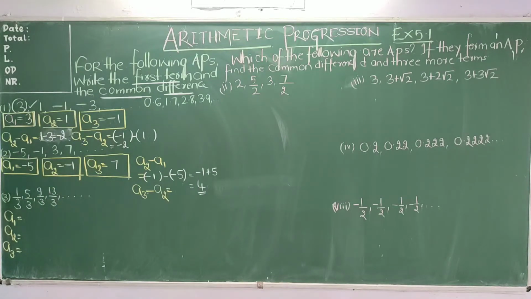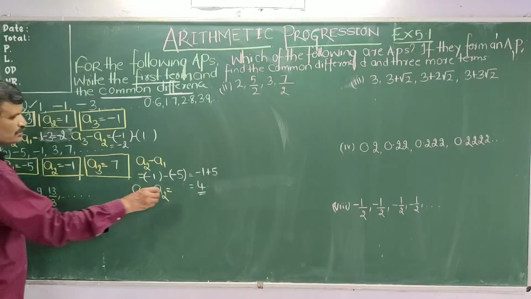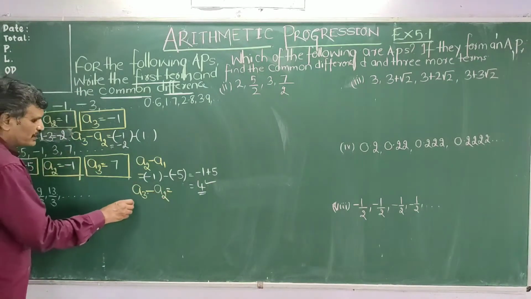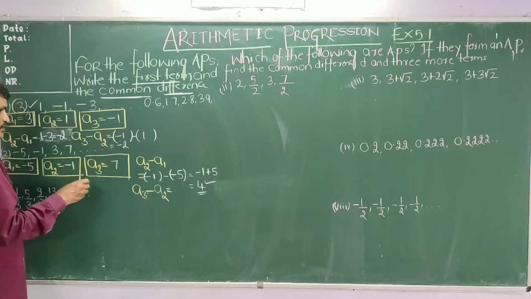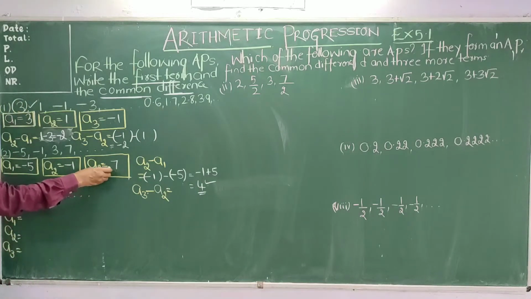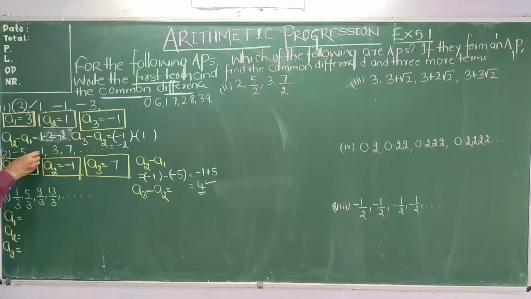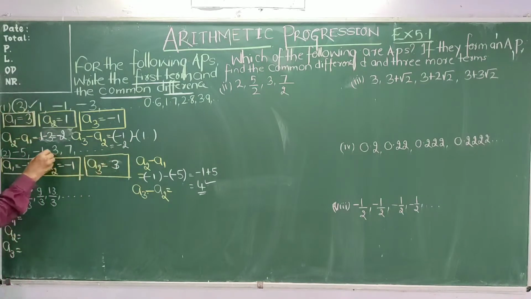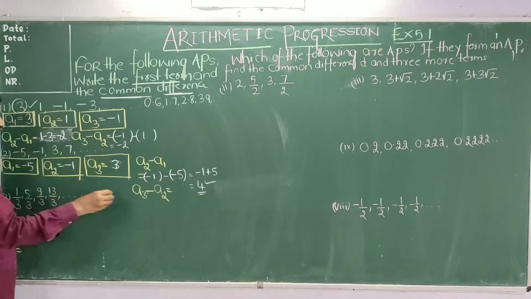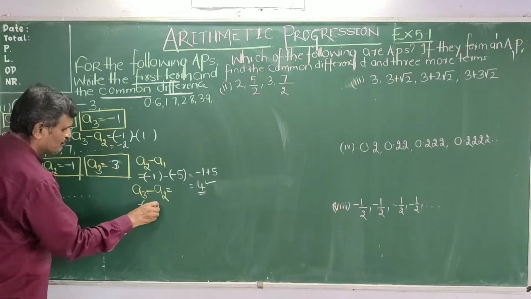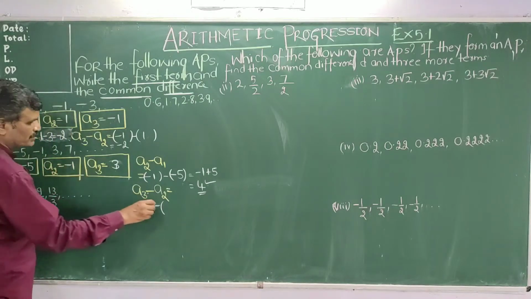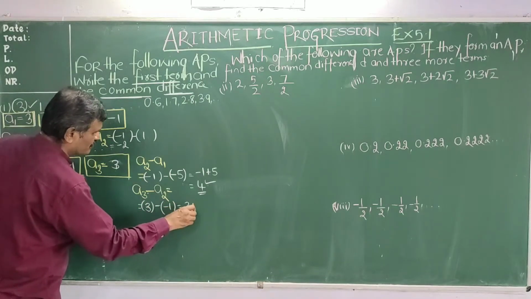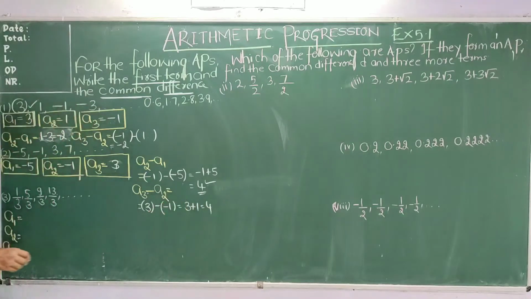Sir, we want to check it from the difference of third and second term. You can, but it is not necessary. This is sufficient. But even if you are interested, then you can go for this also. What we can do? Third term minus second term. Here the third term is 3. Third term is 3. Third term minus second term. So third term is 3 minus of the second term, which is -1. So 3 minus of -1 is 3 plus 1, which is equal to 4.